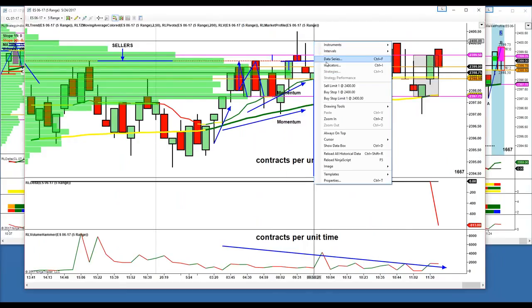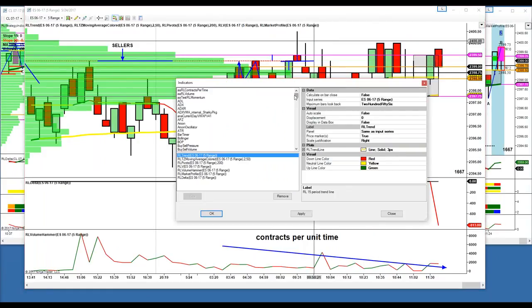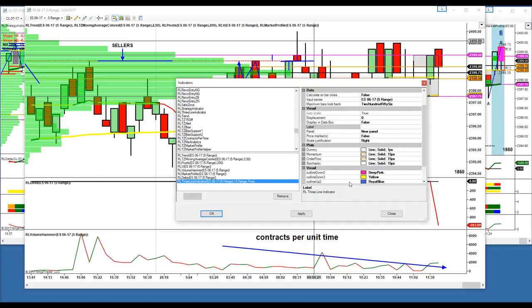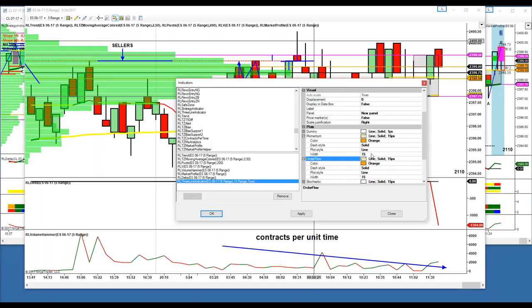Now, we're going to go to the 3-line indicator because that ties in with volume. Now, we used to have 3 lines, but we got rid of the stochastic line when we found that the stochastic gave us no additional predictive information. So now the 3 lines become a 2-line, but we still call it the 3-line indicator.